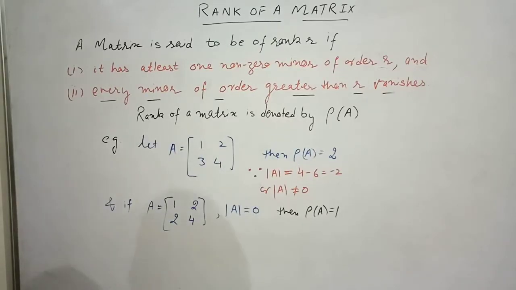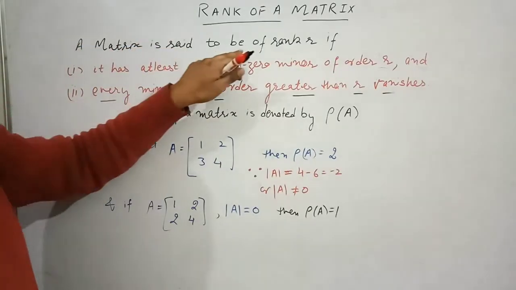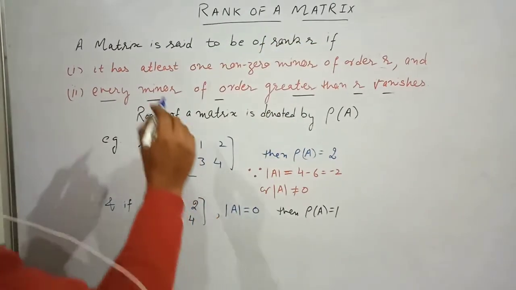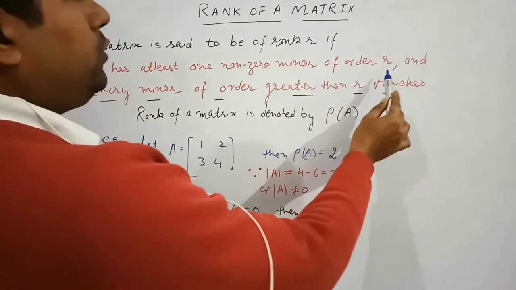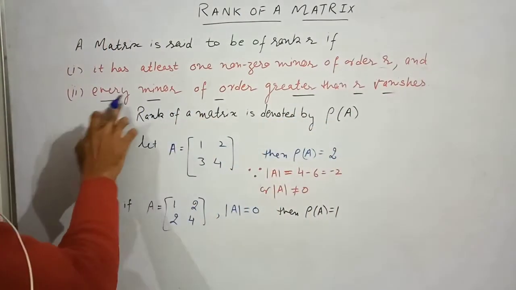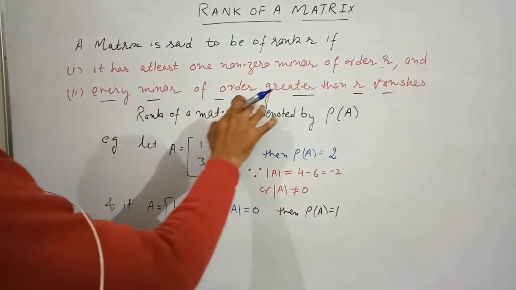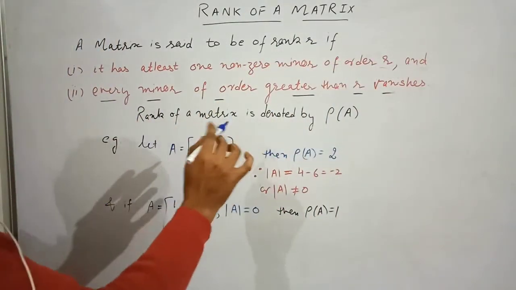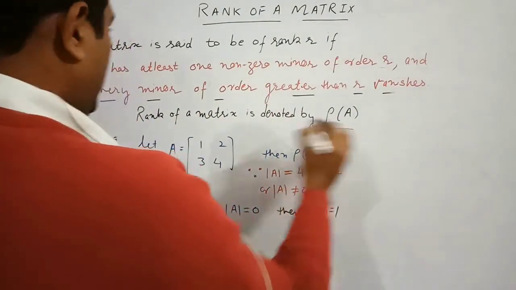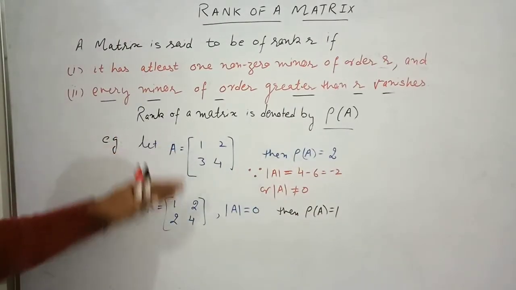Rank of a matrix. A matrix is said to be of rank R if, number one, it has at least one non-zero minor of order R, and number two, every minor of order greater than R vanishes. Rank of a matrix is denoted by rho A. We will take some examples here.